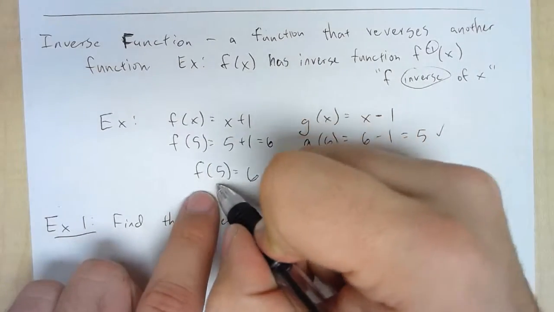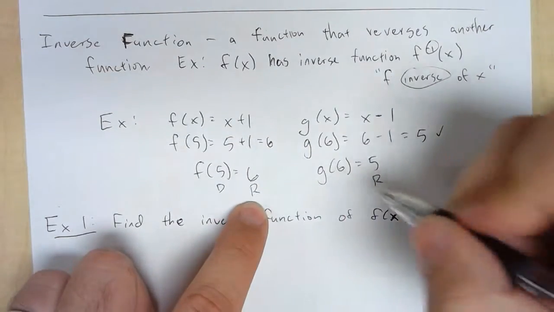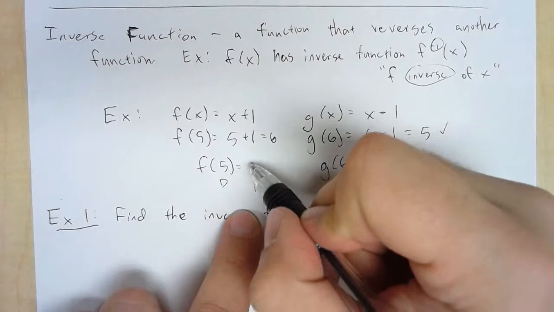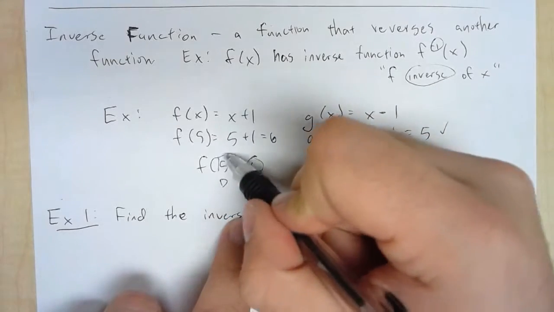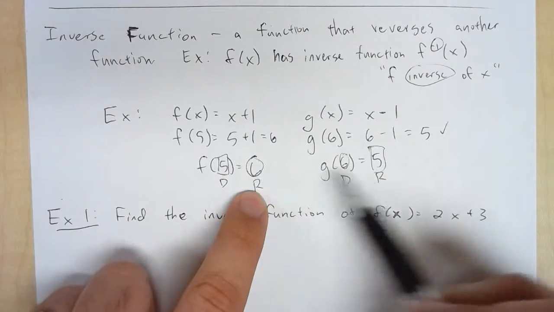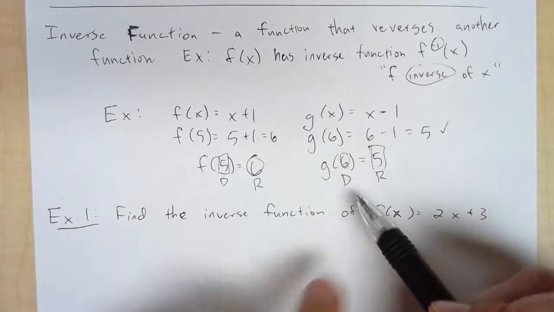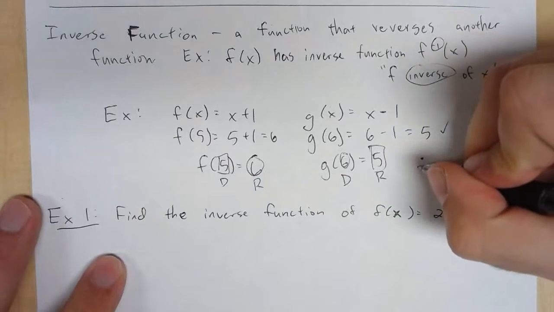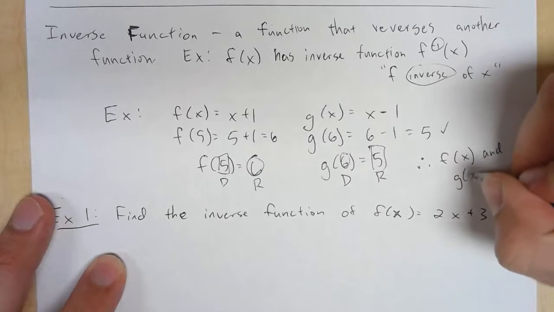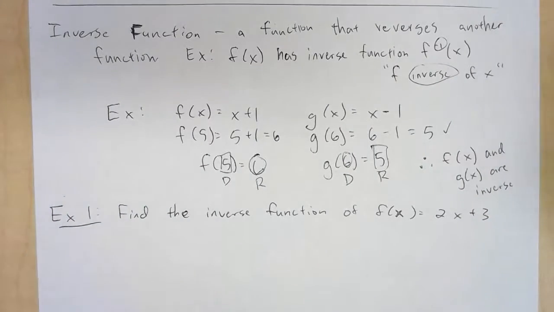So the domain and range are going to be switched. I'm just going to circle the 6's and box the 5's. It looks like the domain and the range are flipped. So the domain and the range of the original function are the range and domain of the inverse function. Therefore, we can say f of x and g of x are inverses of each other.